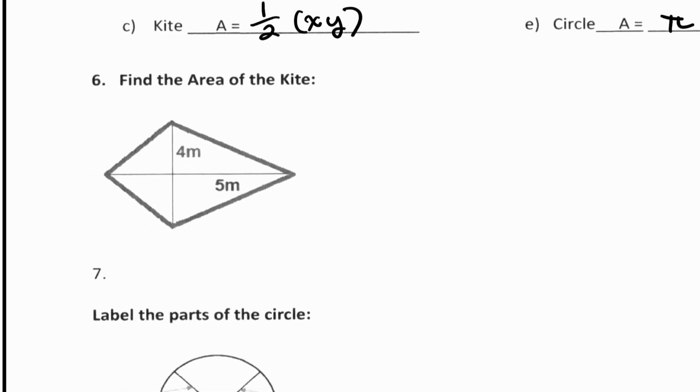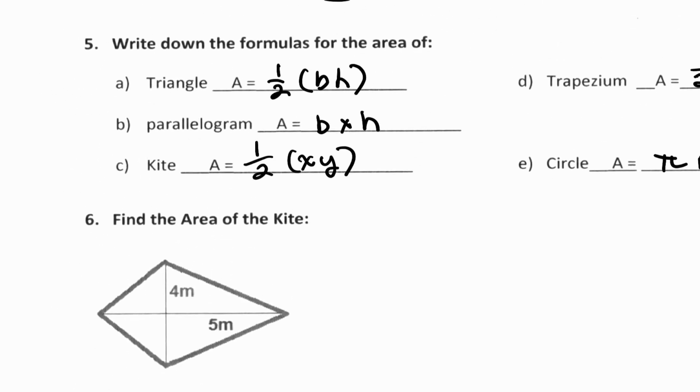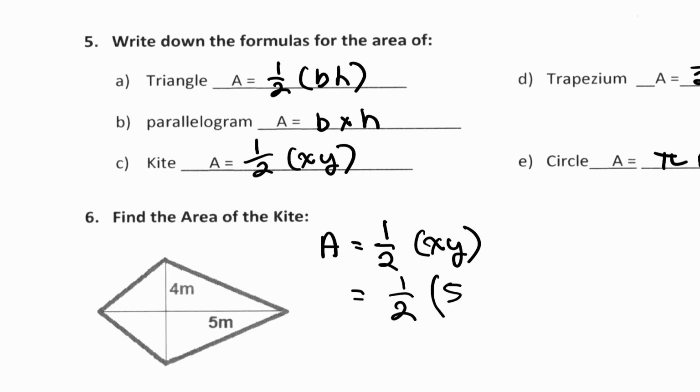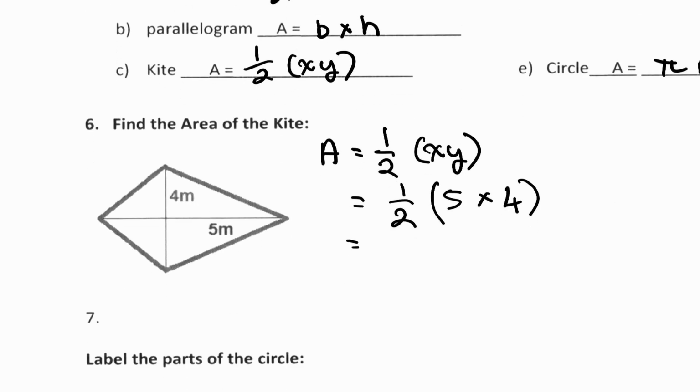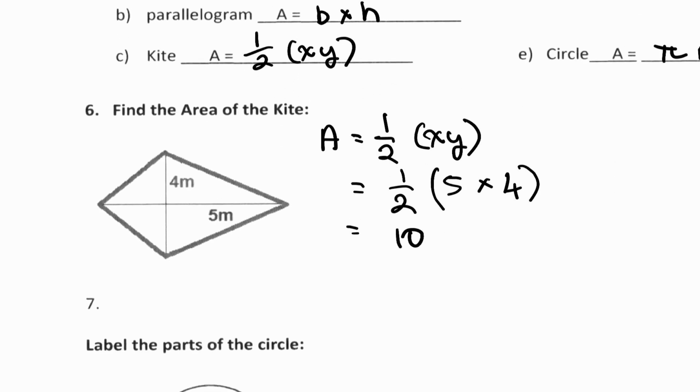Find the area of a kite. Well, we have just copy and pasted the area of a kite formula, so I don't need to go back to my formula sheet anymore. It's half xy. So that is area equals half xy, which is half of the first diagonal, which is 5 meters, and the second diagonal, which is 4 meters, which I plug into my calculator and I get 10 meters. And don't forget it's area, so the unit is squared.